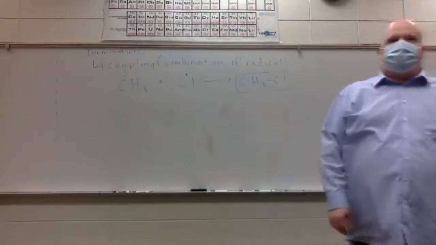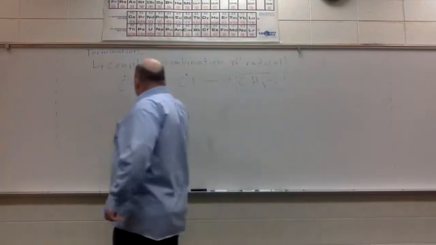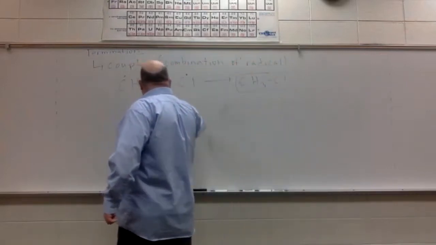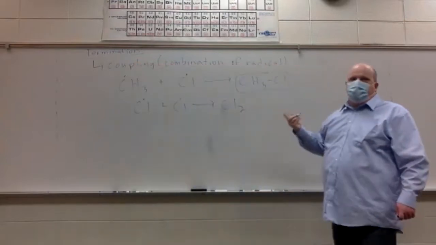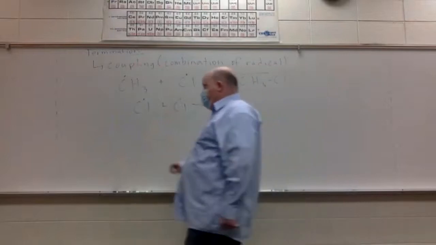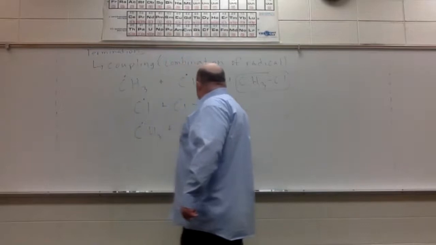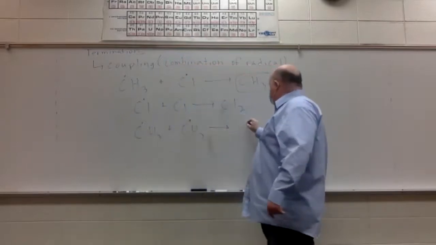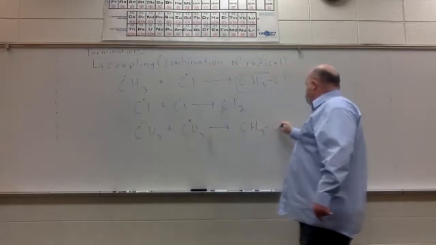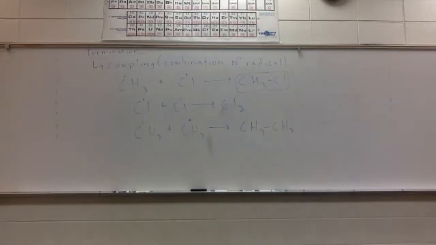What's another termination that could occur? You could have two chlorine radicals that combine to make Cl2. However, Cl2 is fairly reactive, so it could go back into the cycle. What's that? You could have two CH3 radicals combined to make a molecule of ethane, right? So in this case, ethane would be a byproduct. But the major product here is going to be your chloromethane.